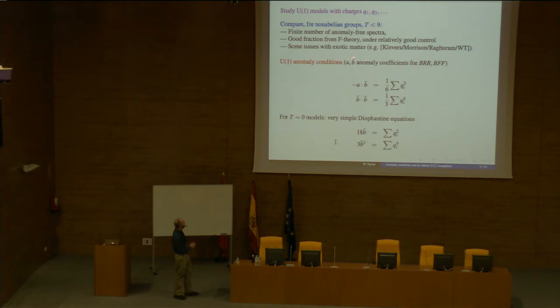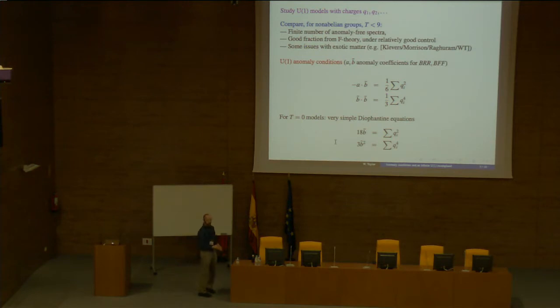So in terms of A and B tilde, the U1 anomaly equations are very simple. We have a set of charges, Q1, Q2, etc., and minus A dot B tilde, again taking the inner product in this signature 1,t lattice. That's just a number, and that number is 1/6 of the sum of the Q's, and B tilde dot B tilde is 1/3 the sum of the fourth powers of the Q's. So those are the anomaly equations, and so really my talk is about solutions to these simple Diophantine equations.